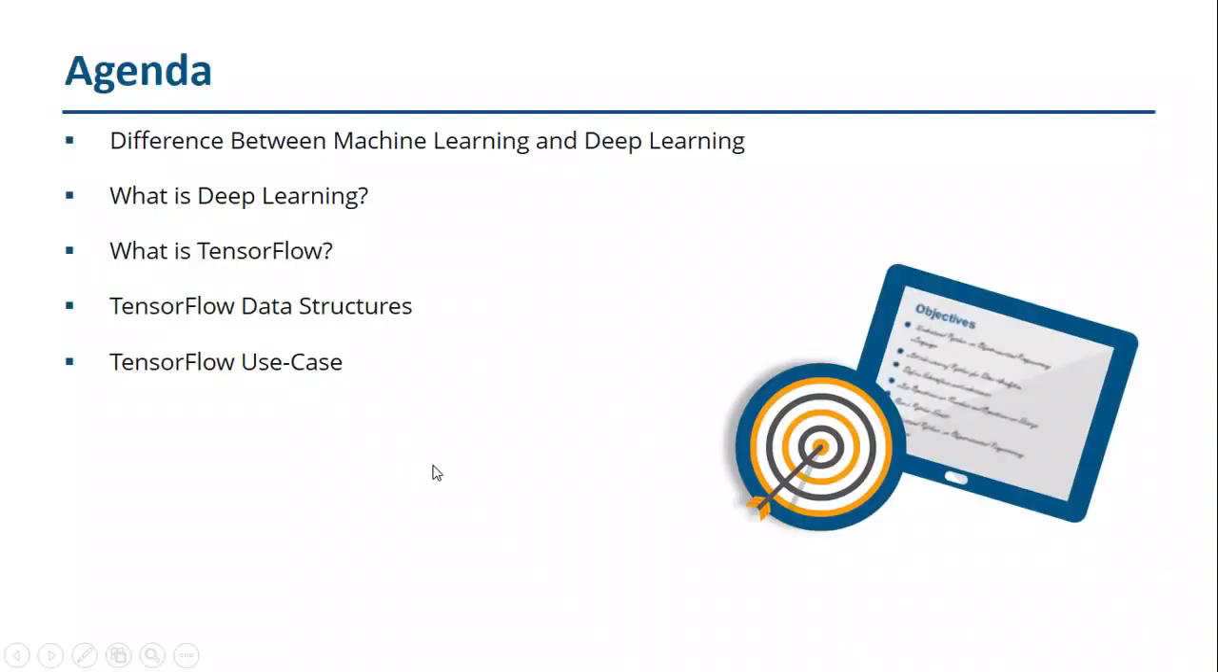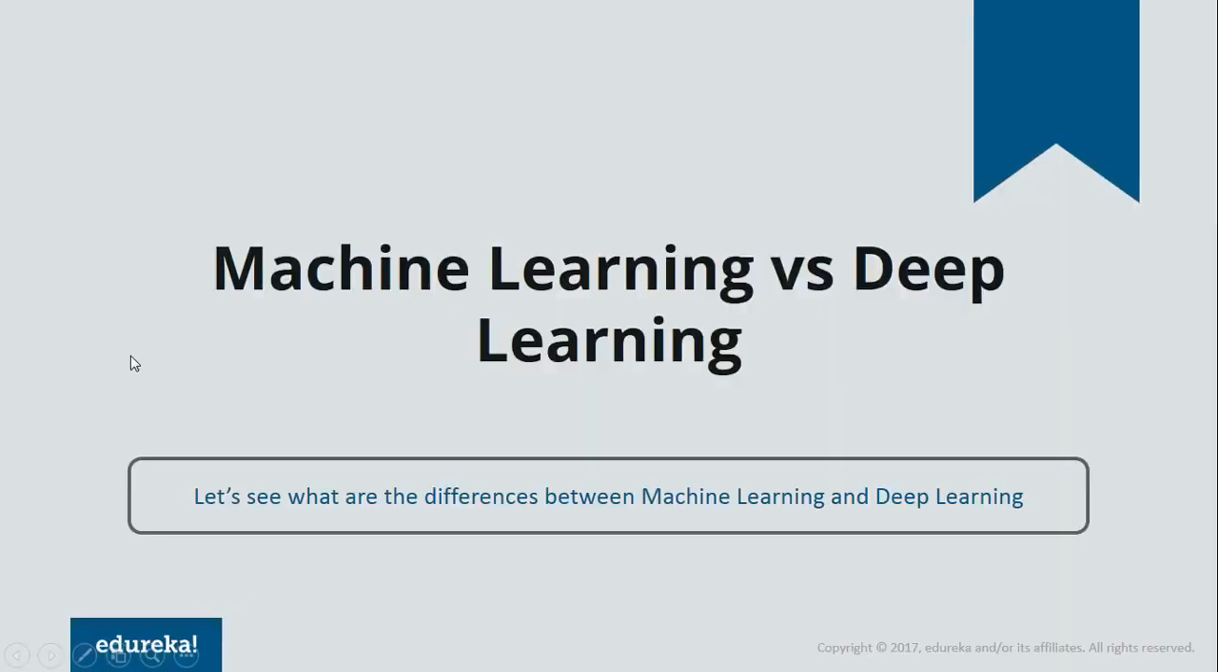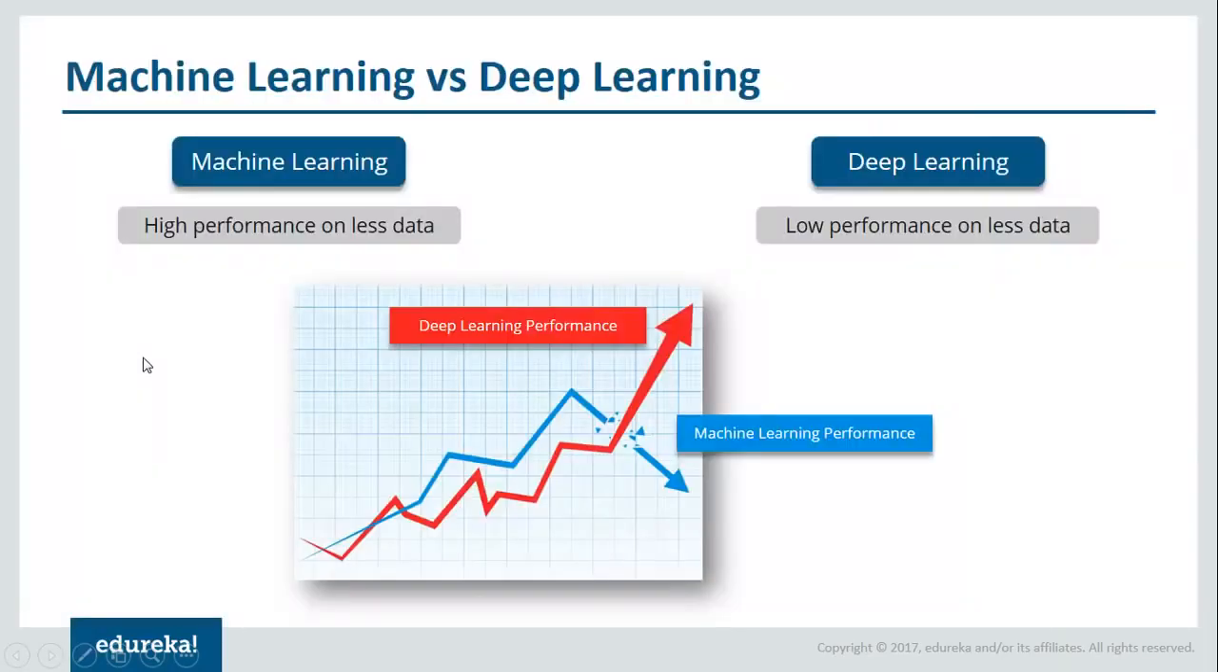So this is the agenda. We'll first discuss what is the difference between machine learning and deep learning. Then we'll see what exactly is deep learning. After that, we'll understand what is TensorFlow, and we'll also be looking at various TensorFlow code basics. Finally, we'll be creating a deep learning model using TensorFlow. So let's begin, guys. We'll first understand the difference between machine learning and deep learning.